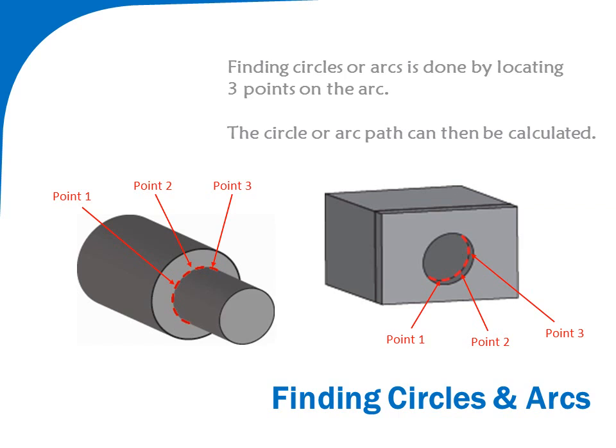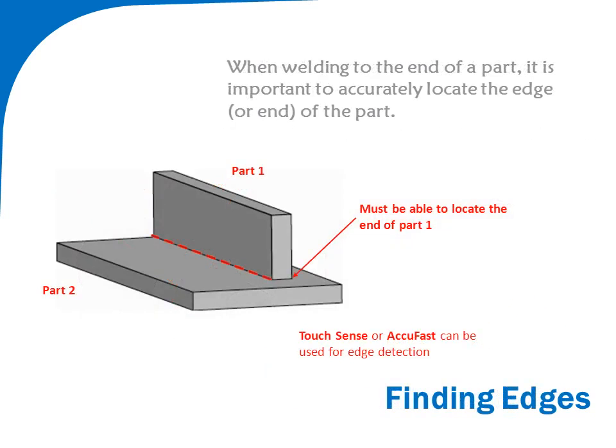Touch sensing and AccuFast find inside and outside circles and arcs. Macro job routines are provided to automatically detect three surface locations, then calculate the radii and center point offset.